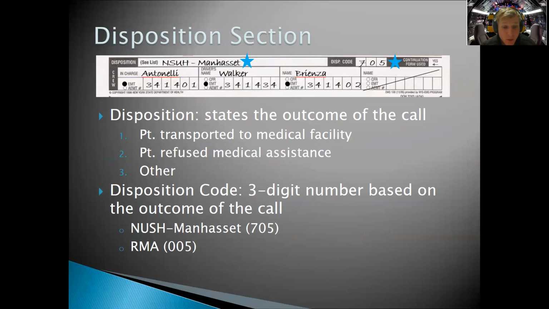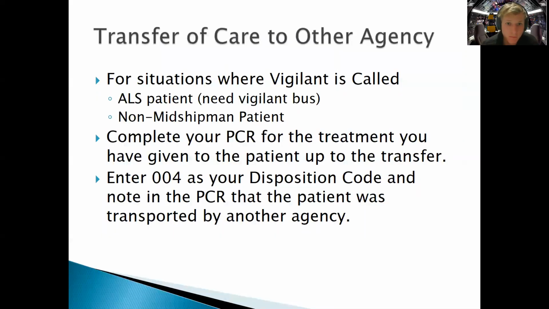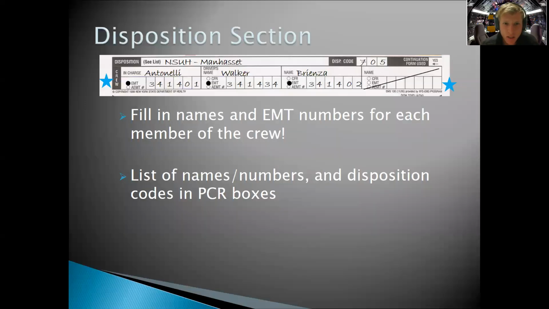The last part of the PCR is the disposition section. So if you transported him, you will say North Shore University Hospital, Manhasset, and the disposition code is 705. There's others, so like RMA is 005. If you transfer to Vigilant, it is 004, and you can have one of the ALS providers sign the back of the PCR. And then standbys are 007, my favorite, number 007. So transfer to another agency, yes, 004, obviously.